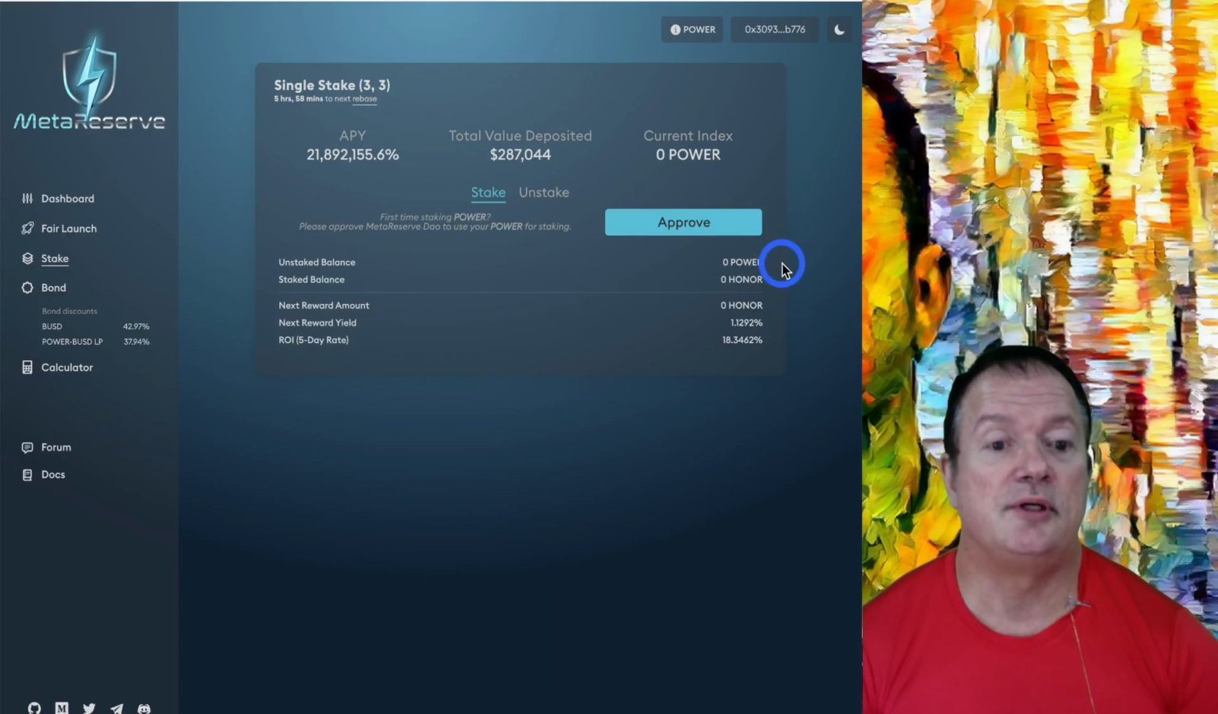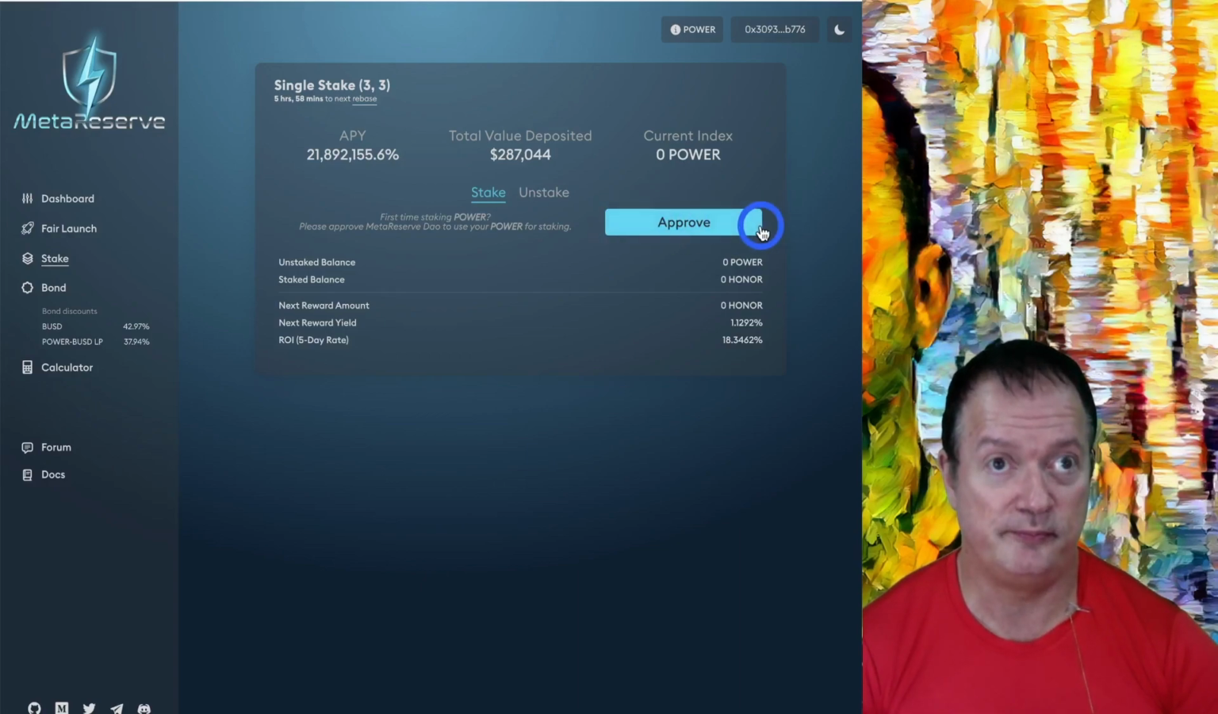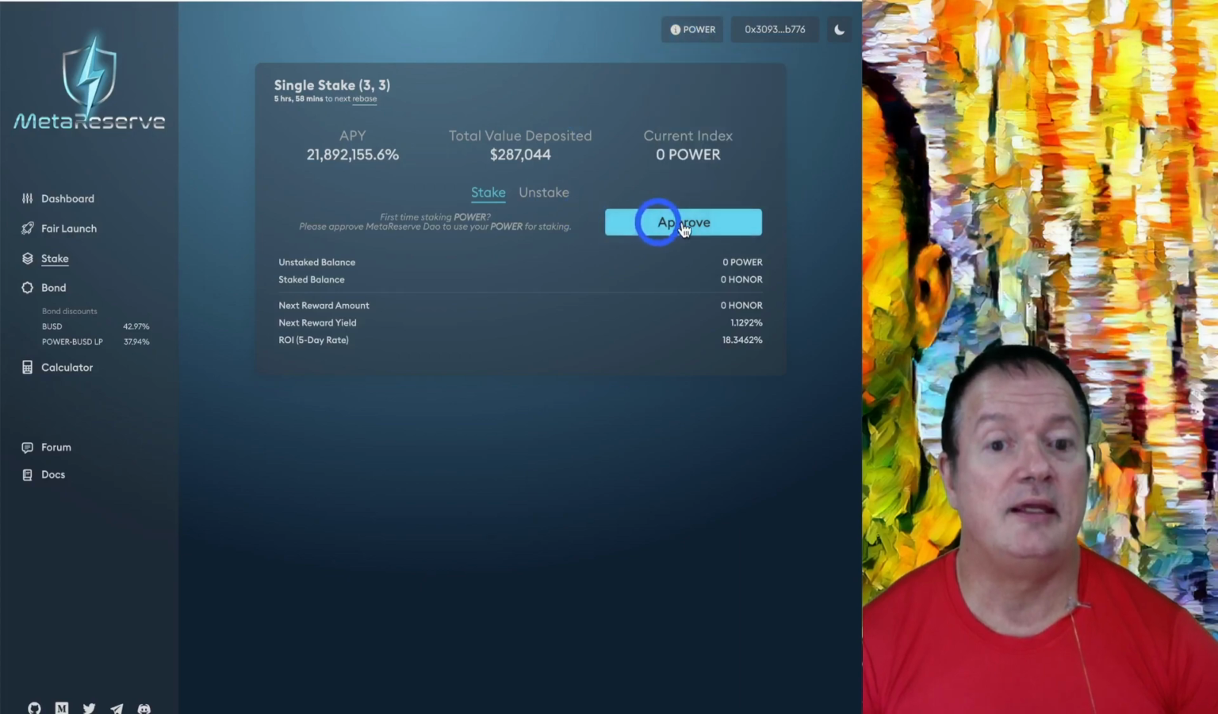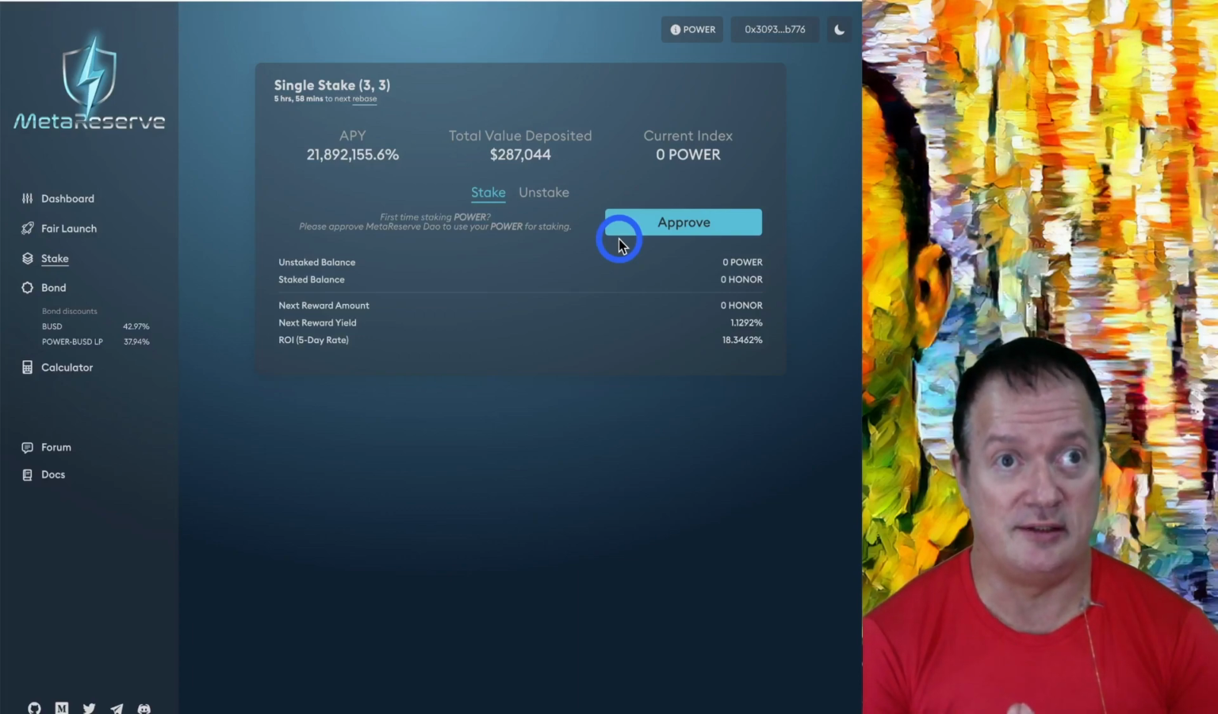The Power token is unstaked and it's not earning the APY. So if you buy the Power token and you want to earn the APY, you need to stake it. The first time you stake, you need to hit this button that says approve. And then you're going to have to confirm in MetaMask. And then the button changes to stake. At that point, you can stake the token, and you're going to exchange your Power tokens for Honor tokens. And the Honor tokens receive the APY.